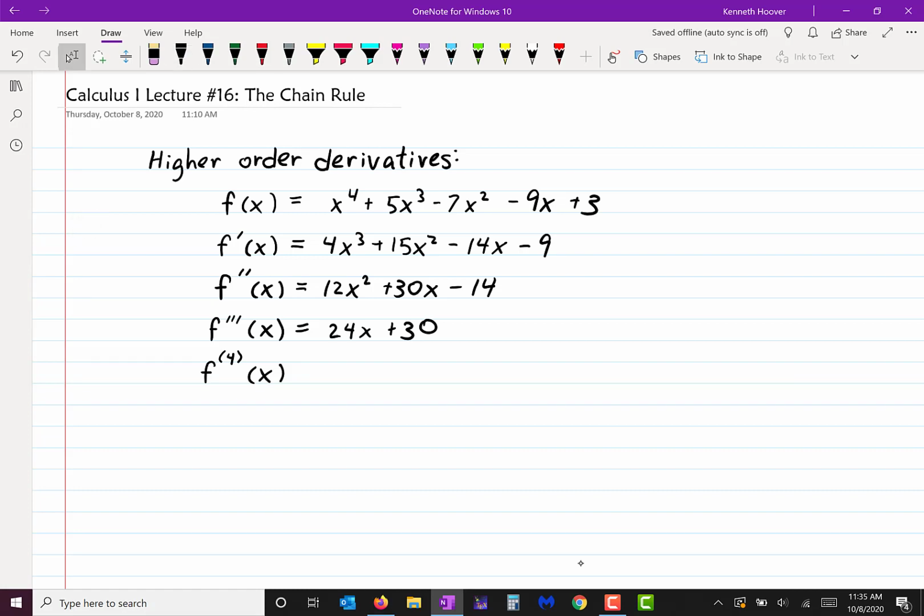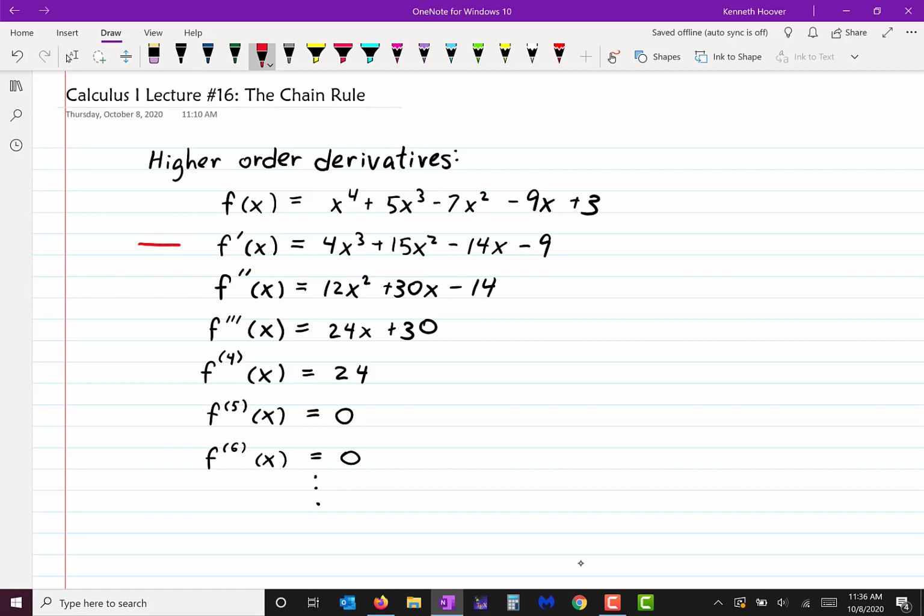Okay? What would be the fourth derivative of f? It would be 24, right? What would be the fifth derivative? It would be 0. What would be the sixth derivative? It would also be 0. And in fact, every derivative starting with the fifth one will be 0, won't it? So that's what is higher order derivatives. Okay?